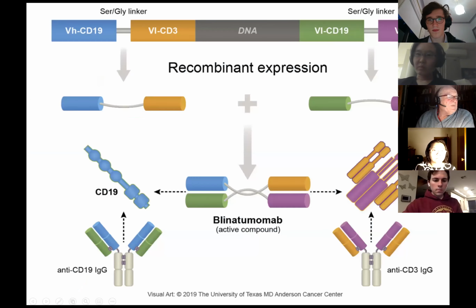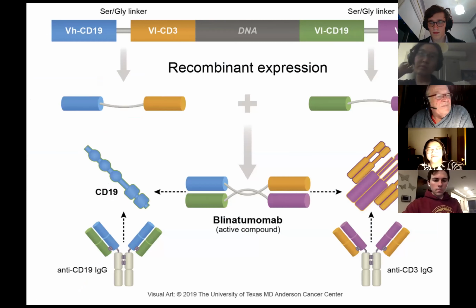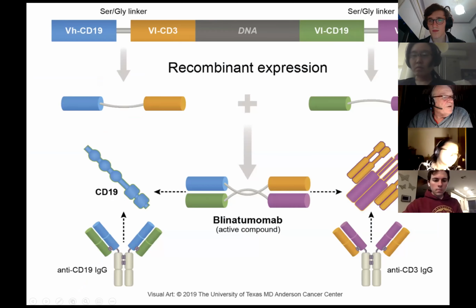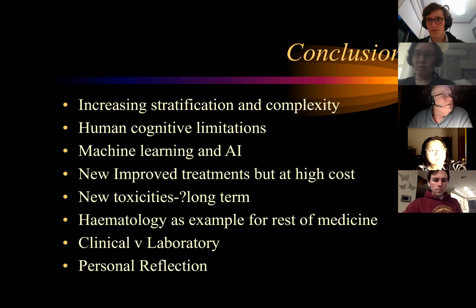This is a bispecific antibody called blinatumomab. And what it does is it's an antibody that attacks 2 different cluster designations, on the right CD3 and on the left CD19. Very useful in the treatment of refractory Hodgkin's disease. Next slide. All right, conclusions.